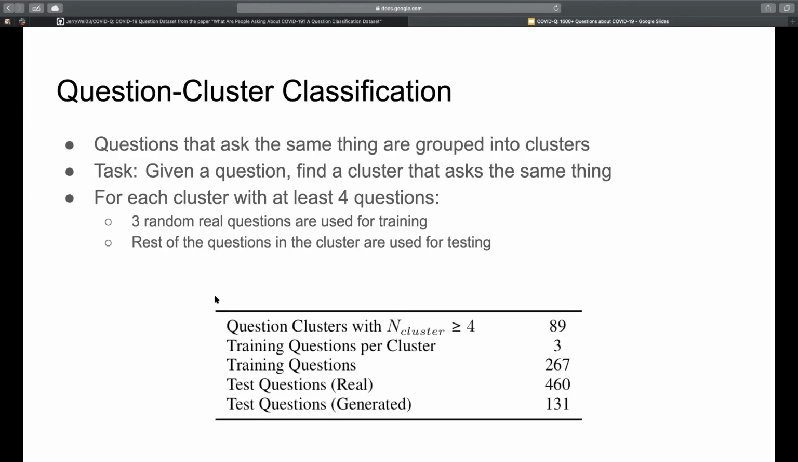You'll see that we have 89 question clusters with at least 4 questions in them. And by taking 3 training questions per cluster, we get a total of 267 training questions. We also end up with 460 real testing questions and 131 author-generated testing questions.